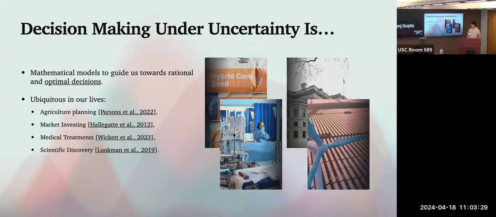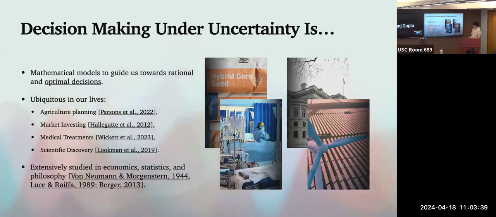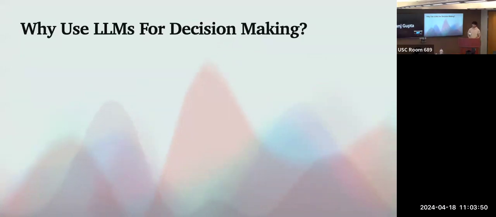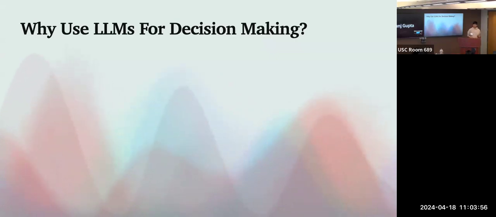We also have others such as scientific discovery. I think Willie has worked on a few things like Bayesian optimization for materials science discovery. It has also been extensively studied in economics, statistics, and philosophy under different names, for example, discrete choice theory and statistical decision making. Right. So the key question is, since it's been so extensively studied, why are we still using large language models to study such a well-studied idea?